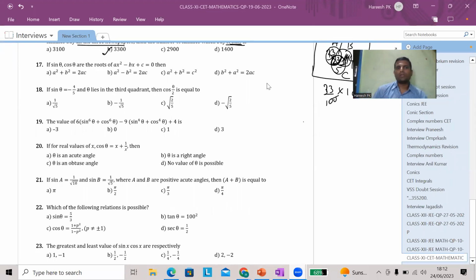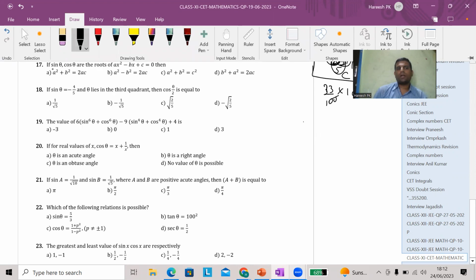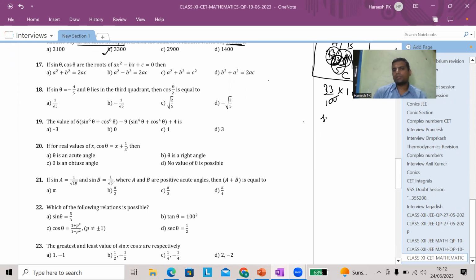So if sine theta and cos theta are the roots of this equation, whenever they give quadratics like this, we start with sum of the roots and product of the roots. So we can say sine theta plus cos theta is minus of minus b by a. So it is simply b by a. And product is c by a. Now with these two things, how to get rid of theta? Because in the options there is no theta at all. So how to get rid of theta?